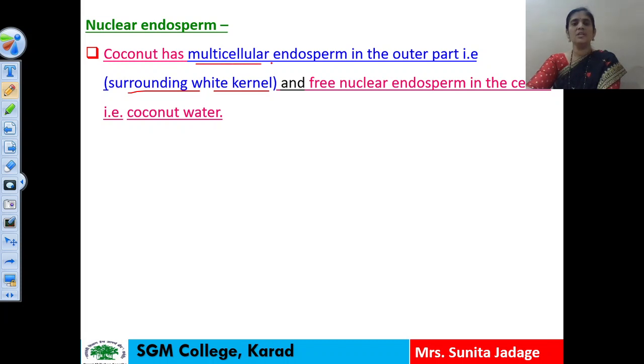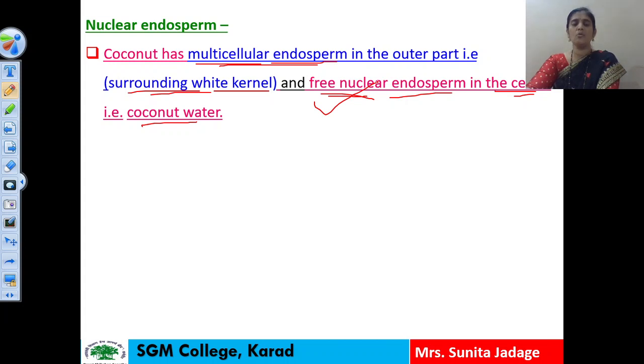That white part of the coconut is nothing but the multicellular endosperm, and the central water present in the coconut, which we call coconut water, is the free nuclear endosperm present in the center. So in the early developmental stages of the coconut, all the endosperm is of free nuclear type, but later on the surrounding endospermic cells show cell wall formation, and therefore surrounding the white kernel it is multicellular endosperm, and the remaining endosperm at the center is of free nuclear type.